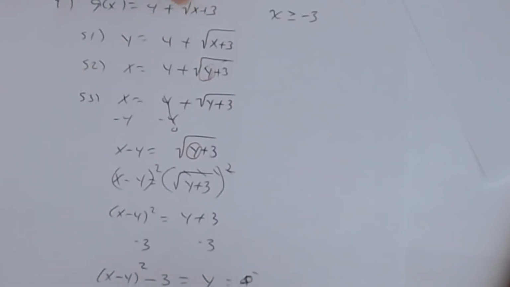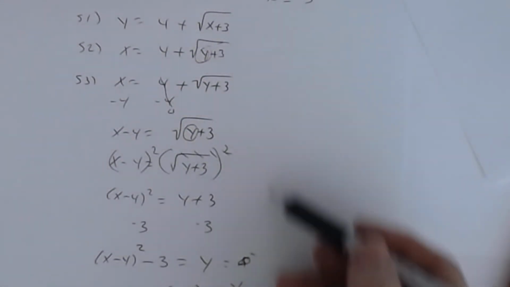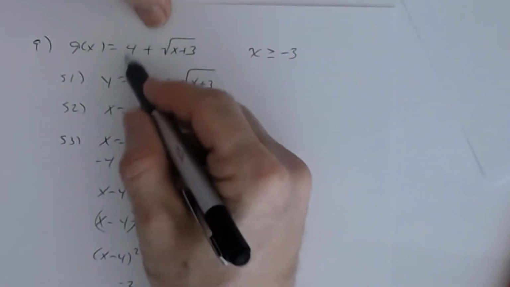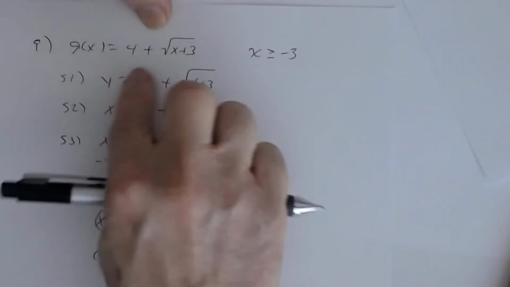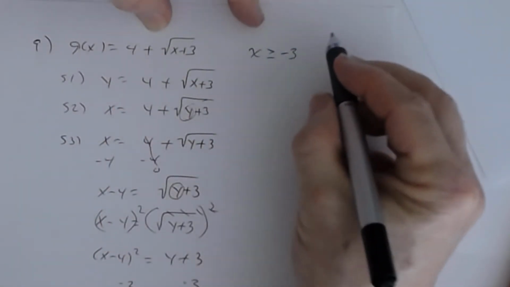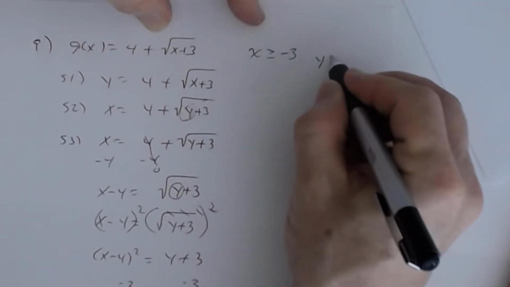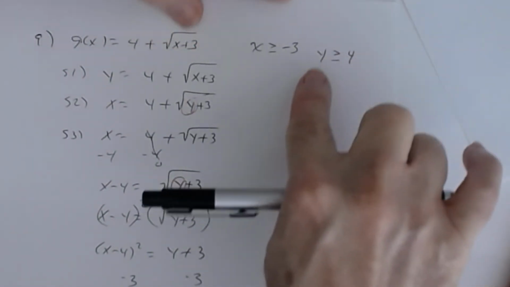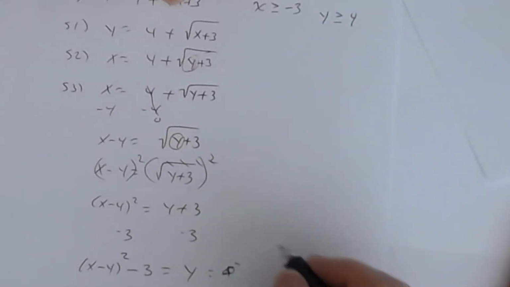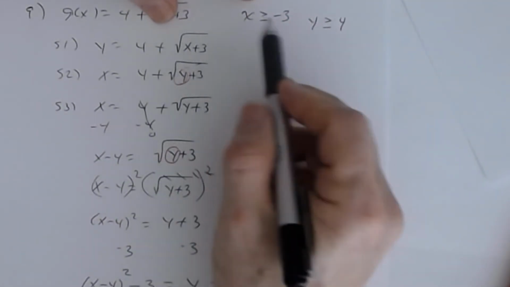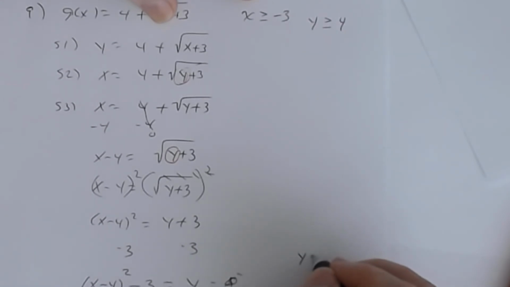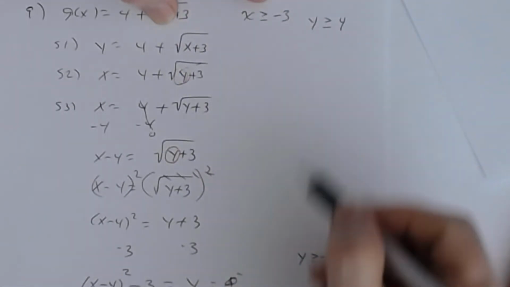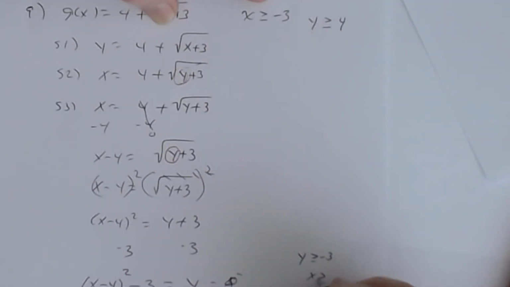Right? And so when you go through the process, and by the way, the domain was any number greater than or equal to -3, and the range, when you graph this using transformations, you will see that the range would be y is greater than or equal to 4. And so notice when you interchange the coordinates, the y became x, so y is greater than or equal to 4, and the x became y, and then x is greater than or equal to 4.